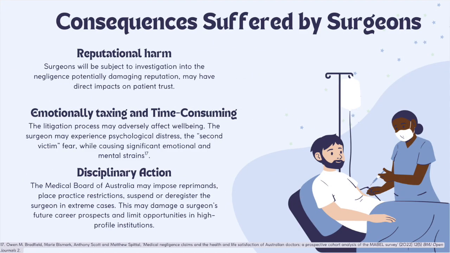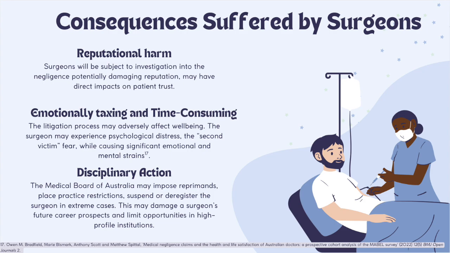Surgeons found liable for medical negligence may face significant repercussions beyond civil litigation, including reputational harm, psychological distress, including the second victim mentality, and damage to future career prospects. While professional indemnity insurance generally covers financial liability, the litigation process can be emotionally taxing and time-consuming. A finding of negligence may also trigger disciplinary action by the Medical Board of Australia, potentially resulting in reprimands, practice restrictions, suspension, or deregistration.